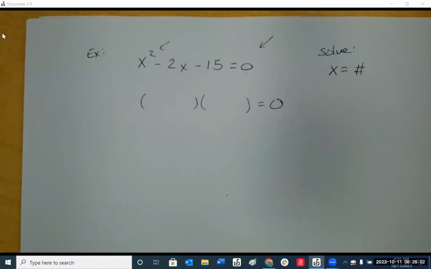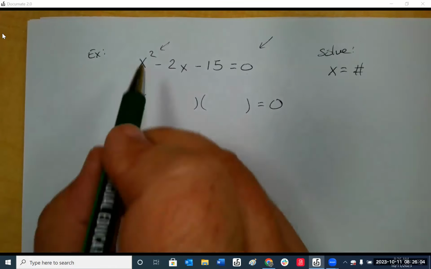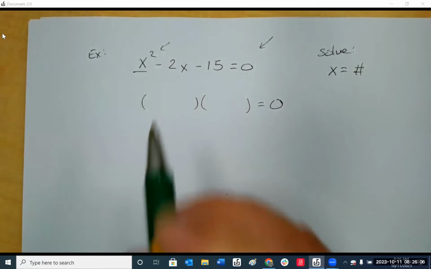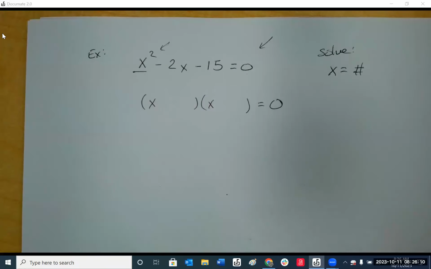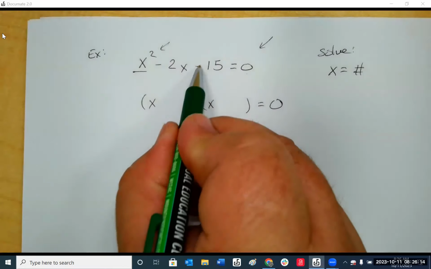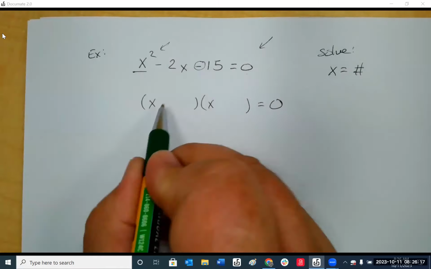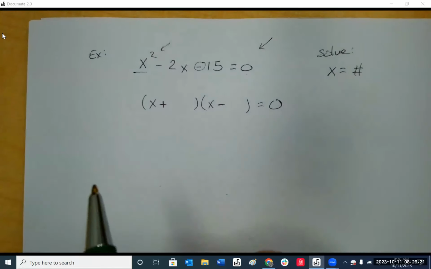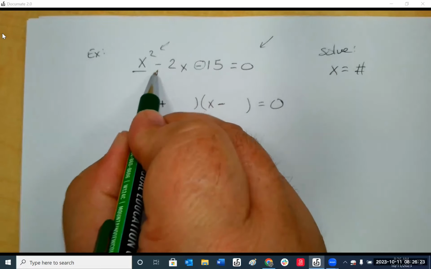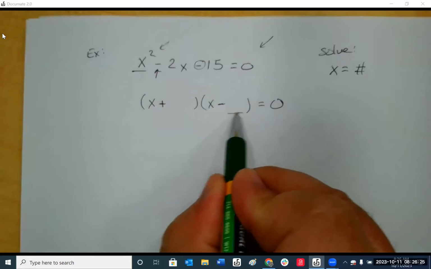2 numbers. That's what the x squared stands for. Let's see. X squared is made up of x times x. The second sign's a minus, so that means the signs are opposites. The bigger answer will be negative, so the bigger number goes here.